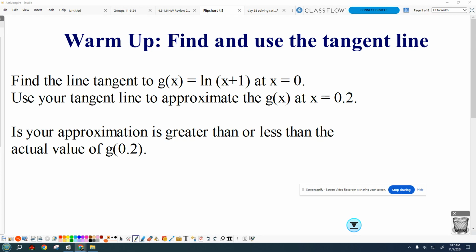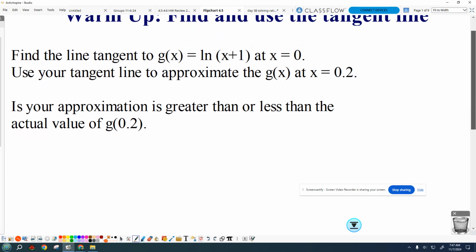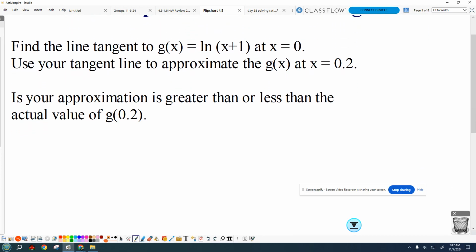Alright, so some of you are looking like you're done with this. So find the tangent line at 0. Okay, what do I need to get a tangent line? A slope, so the derivative, and what else? A point. So, Ray, what is the coordinate? I need a coordinate to find the tangent line. 0, 0. So the coordinate is 0, 0.